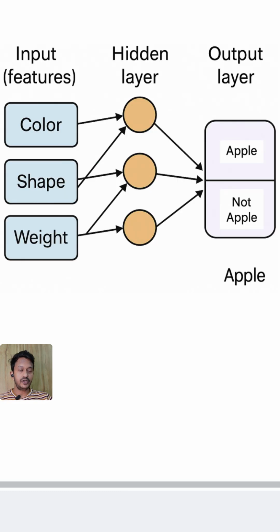So imagine you want a neural network to predict or decide if a fruit is an apple or not, right? The input can be different features like color, shape, weight, how it looks, and all those things. The neural network will take these values, do some calculations, and decide whether the fruit is an apple or not, right?